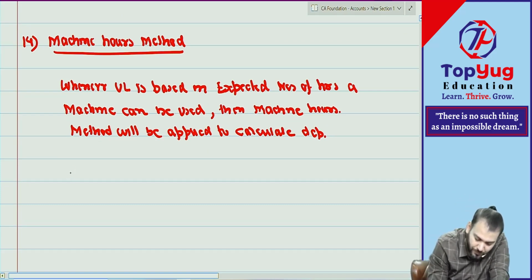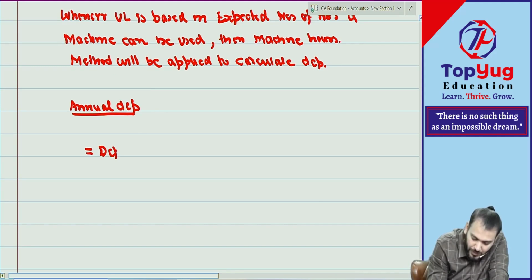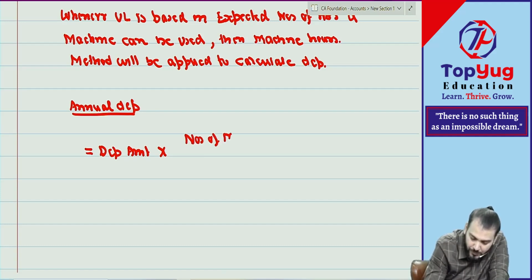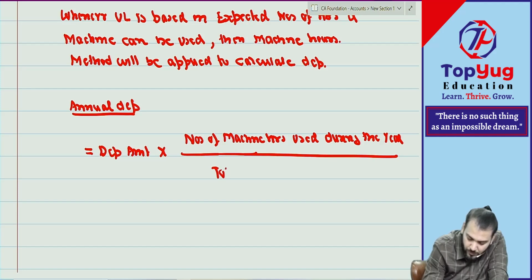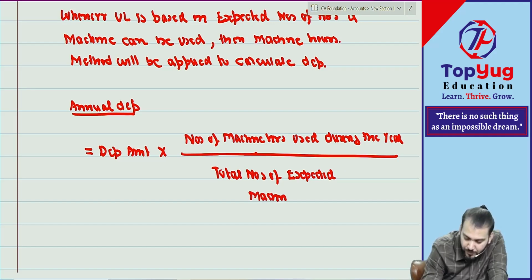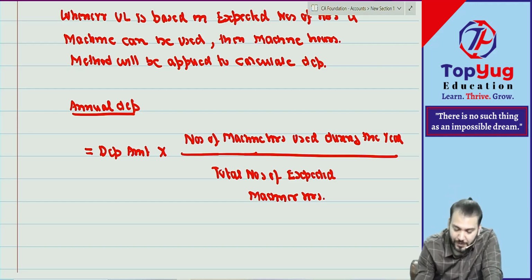What will be the formula? Write down. Annual depreciation will be equal to depreciable amount multiplied by number of machine hours used during the year, divided by total number of expected machine hours. Have you understood this formula?